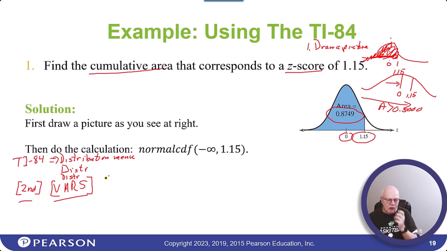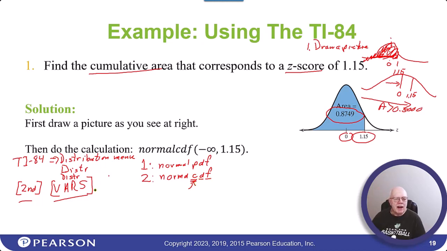Now, write this down in red or whatever you need to do. It's not hard for me to do it in red, right? But item number 1 on that menu says normal PDF. Remember I talked about that? You use it for graphing, but we won't be using it at all. Make sure you don't accidentally hit enter when you get to that menu. That'll give you normal PDF. What you want is to hit a 2 because you want normal CDF. It's the cumulative density function. Cumulative. You want this guy.